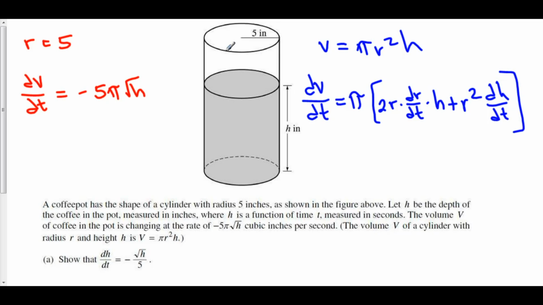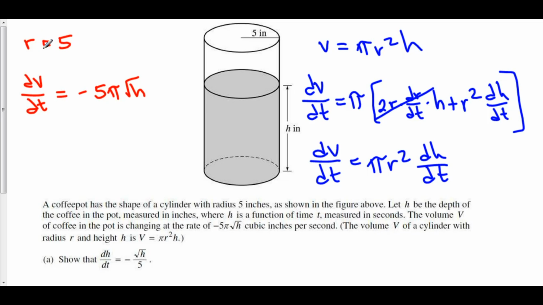And of course, what's the derivative of a constant? Well, the derivative of a constant 5 is just 0. Look, we have a dr/dt in here. dr/dt, the derivative of r, a constant, which is 5, is just 0. And 0 times anything is 0, so this whole part goes away. So now we have dV/dt is equal to pi r squared dh/dt.